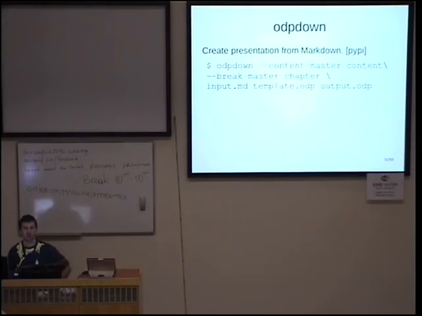Another way you can do a presentation from Markdown is called ODPdown, which turns your Markdown file into the Open Document Format. Actually, I used this tool for creating this presentation because it's much easier, at least for me, to maintain the content in GitHub or in Git in plain text form instead of an ODP binary. So how does it work?